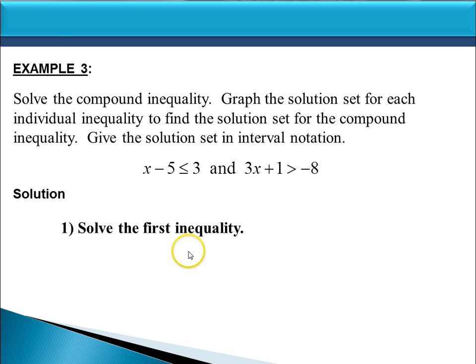So if we solve the first inequality, the only thing we have to do really to isolate the x in this inequality is to add 5 to both sides. So if you add 5 to both sides, you will obtain x is less than or equal to 8. So the first inequality is now solved.